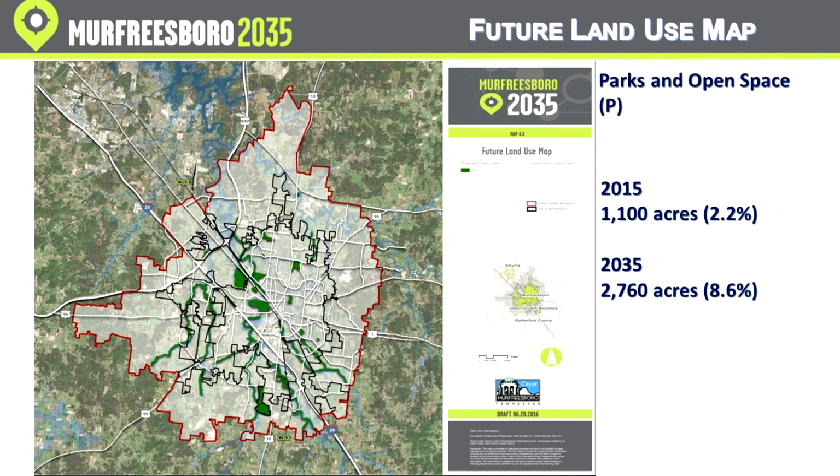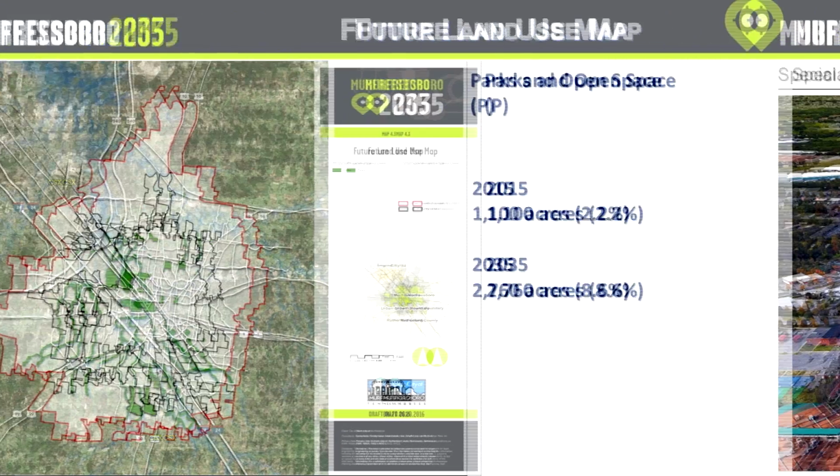Likewise with parks and open space, currently base year 2015, somewhere around 1,100 acres, and we've shown the principal parks, some of the greenways as well as some of the proposed greenways. We haven't identified specifically where additional parks would be located at this time.